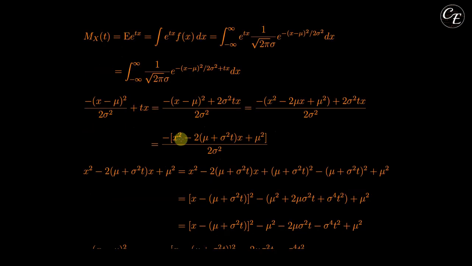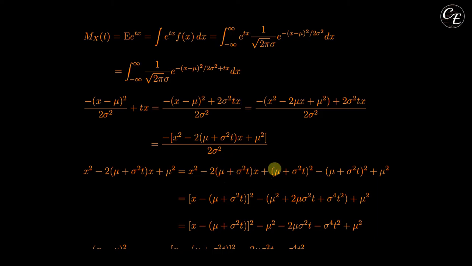Then let me get this term and evaluate it in here. Then let me complete the squares for these two terms. Then we will have x squared minus this one in here, then plus the square of this one, mu plus sigma squared t, which is this one. Then if we add this term, we need to reduce it also by this term to not change the value of this expression. Then the remaining is plus mu squared, which is this one.